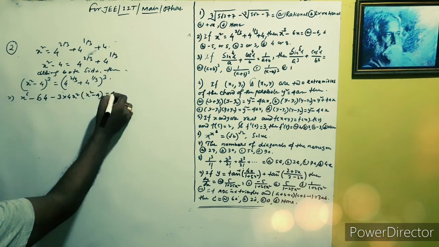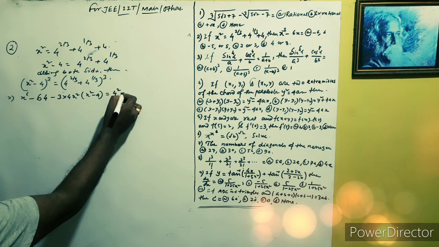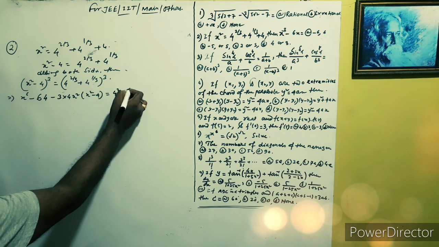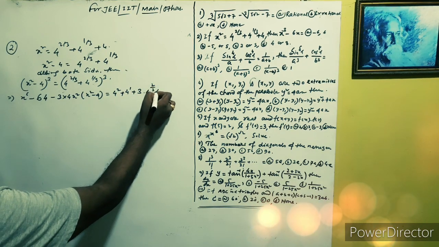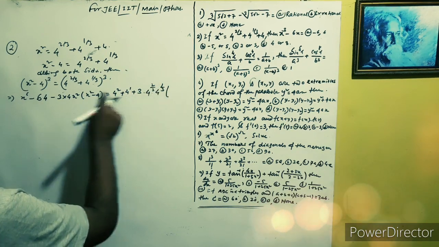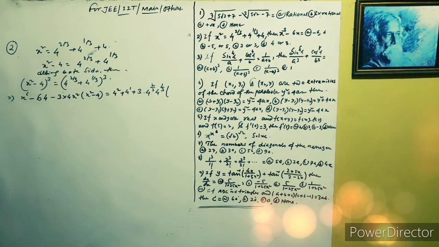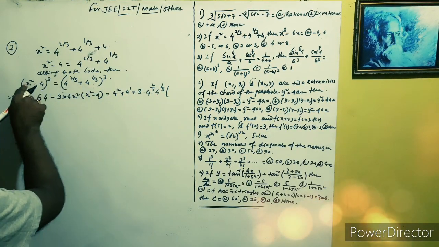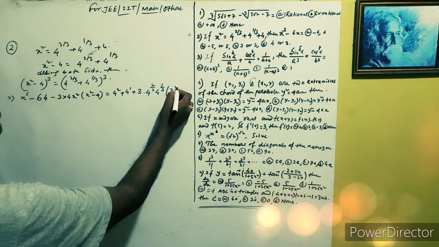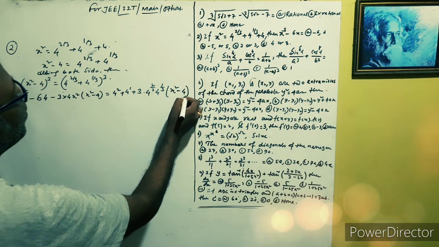If we cube this, then 4 to the power 2/3 and 4 to the power 1/3, three into 4 to the power 2/3, 4 to the power 1/3. And the value within the bracket here is 4 to the power 2/3, 4 to the power 1/3. In place of that we can substitute x square minus 4.